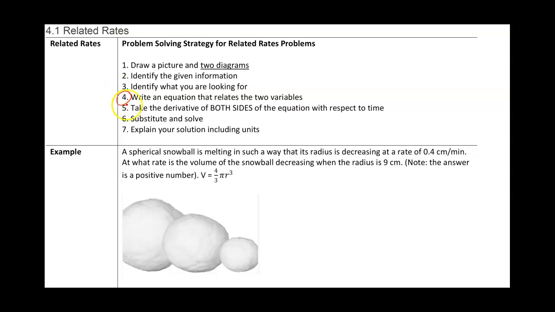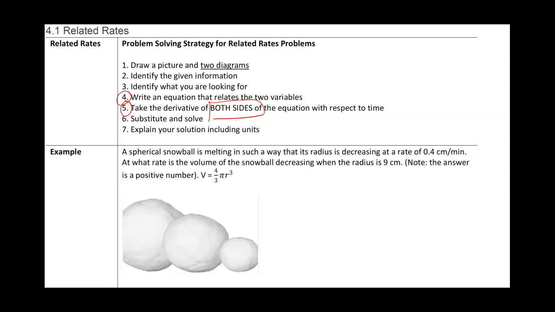Step 5 is always going to be the same. We take the derivative of both sides, because when you talk about related rates and how rates are changing, the derivative measures how fast or slow something is changing. So we take the derivative of both sides of the equation with respect to time, and then substitute and solve. So let's take an example, because none of this is going to make sense until we see an example.